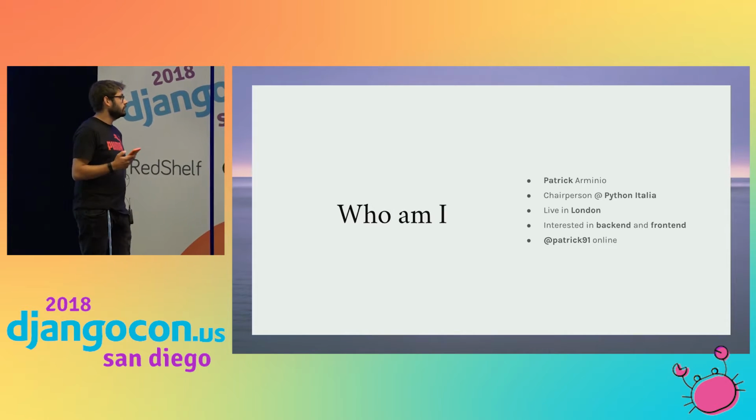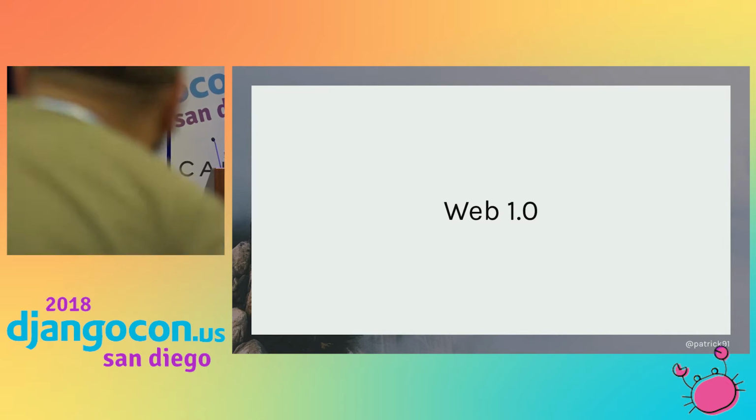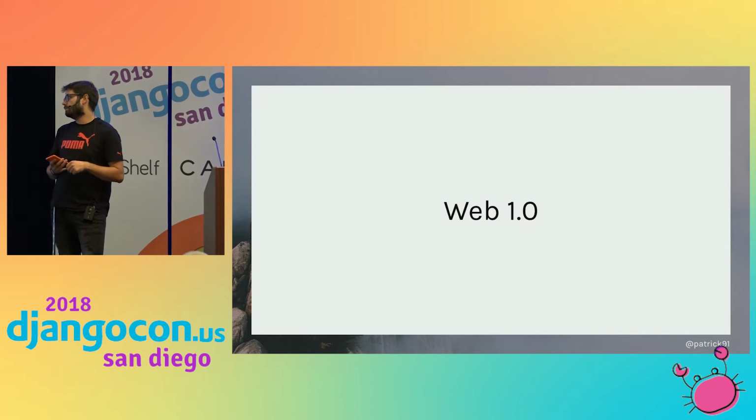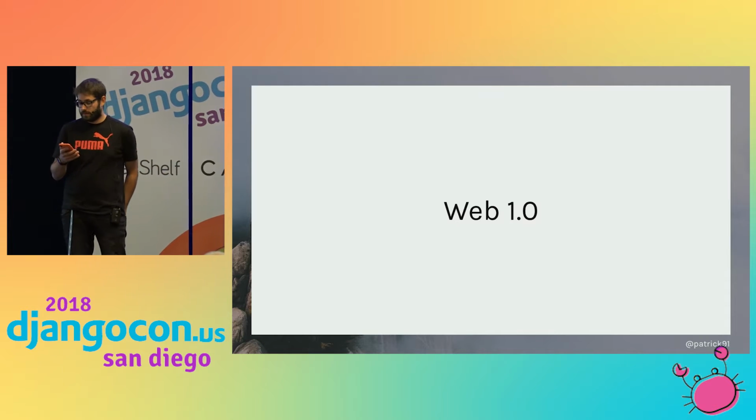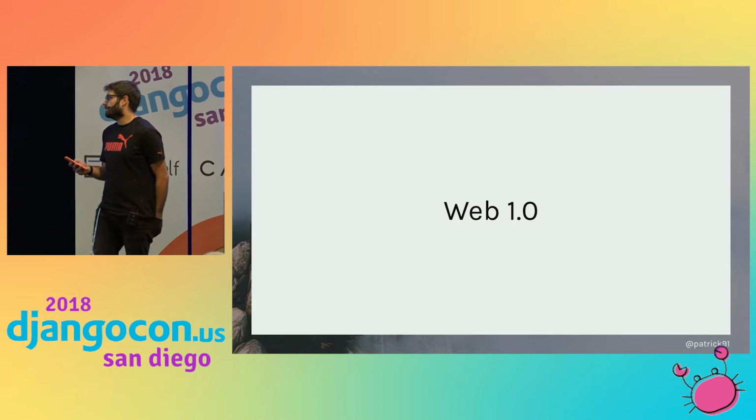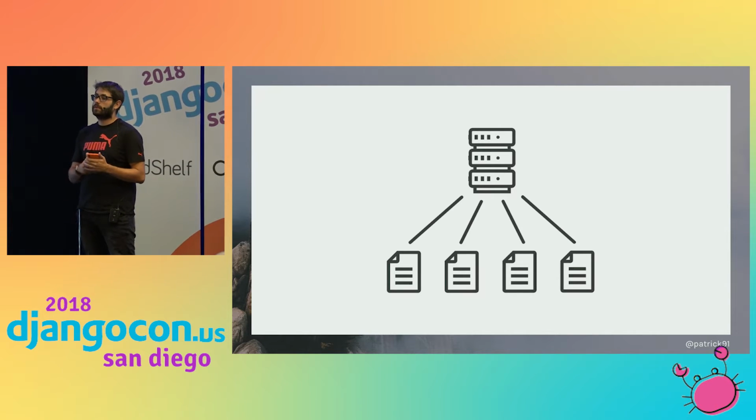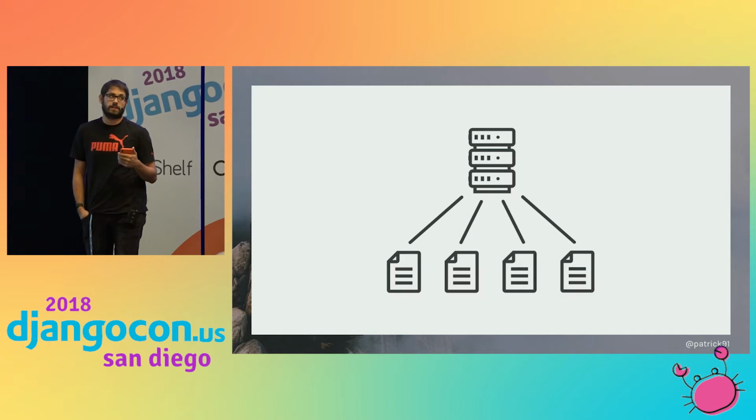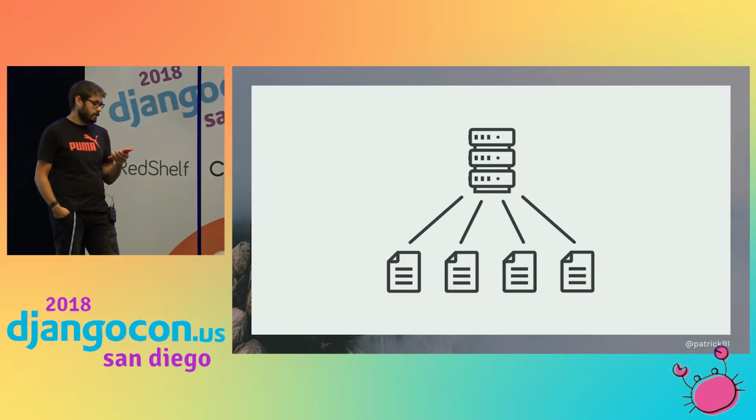So before digging into what GraphQL is, I'm going to do a small digression on how the web used to be and what the web is now. It used to be a simple collection of documents where you had a single server and a list of documents where the user could navigate between them using links. And usually these documents were just HTML, CSS, and maybe some JavaScript for some animations.